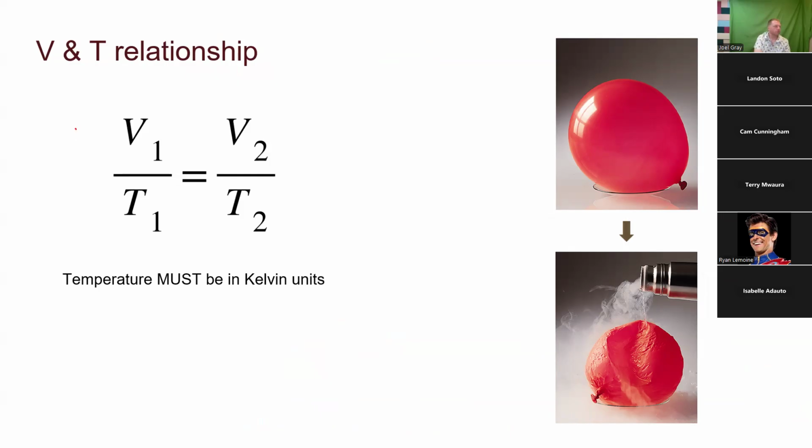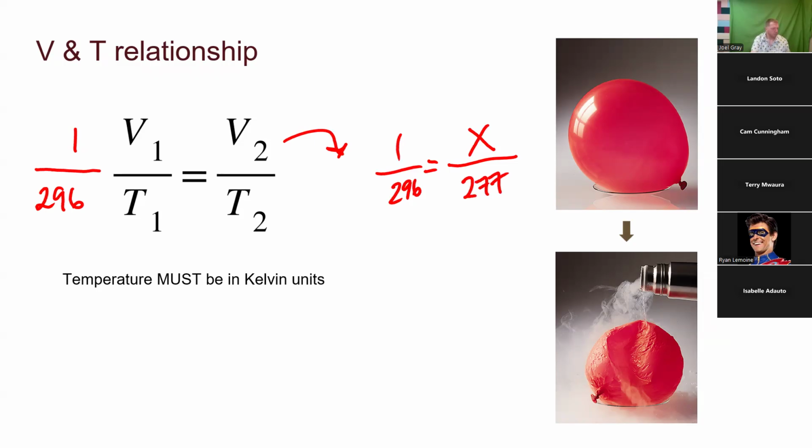So V1, our initial volume, is 1. Our temperature was 296. I'm going to rewrite this: 1 over 296 is equal to X, my volume. I don't know my volume. I do know my temperature, and that's 277. So I'm going to plug this in: 1 times 277 divided by 296. And that's whenever I get X equals 0.94 liters. So my temperature caused the volume to decrease. Okay, so that's Charles's law.